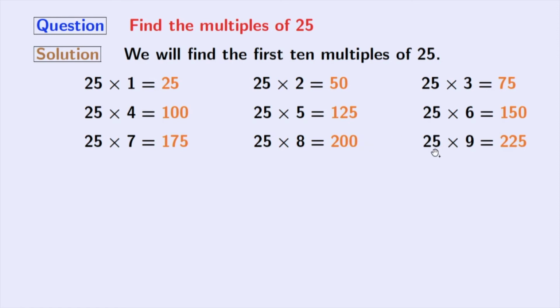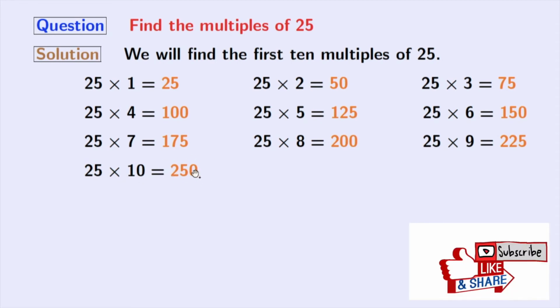Multiplication of 25 and 9 gives us 225. Multiplication of 25 and 10 gives us 250.